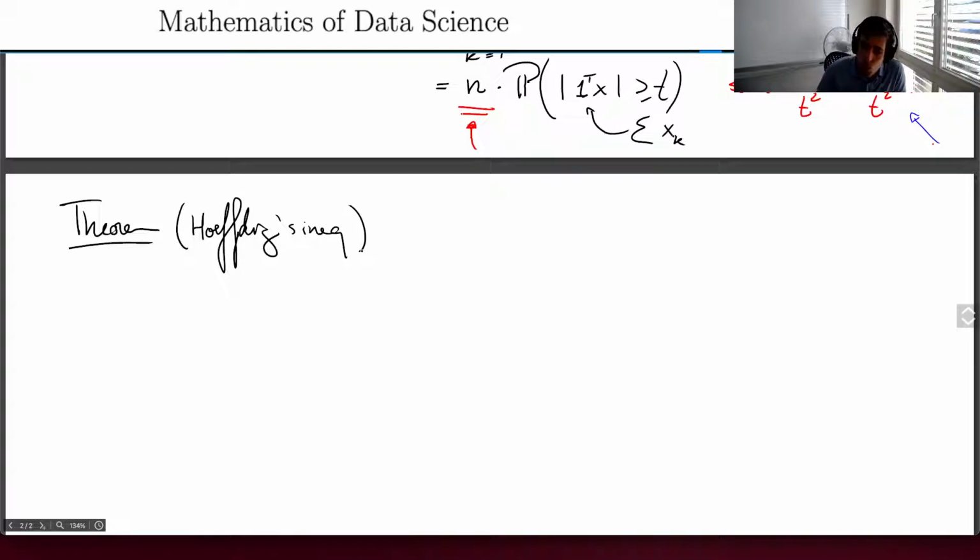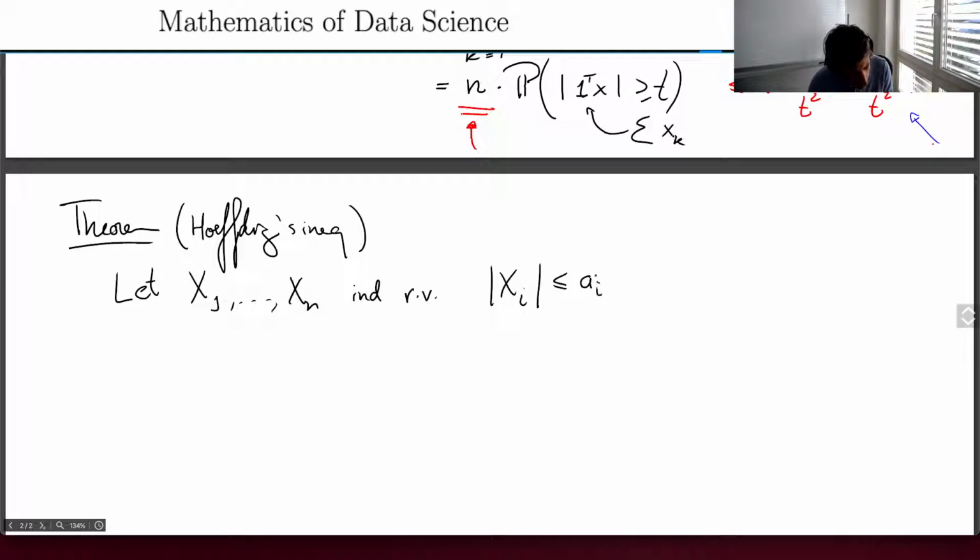And so what does Hoeffding say? Now here they don't even have to be IID. They just have to be independent. So let x1, ..., xn be independent random variables. They are bounded: |xi| is smaller or equal than ai, almost surely. And say they have mean 0, the expectation of xi is 0, for all i.